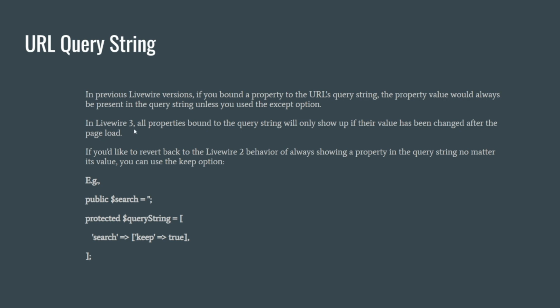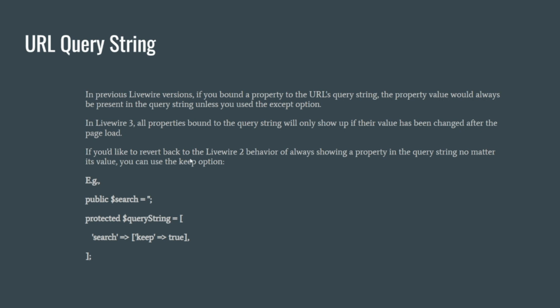But in Livewire 3, all properties bound to the query string will show up if their value has been changed after the page load. Now the change is that in Livewire 3, the properties will show up in the query string only after the page has been loaded, and there has been some change in the query string.